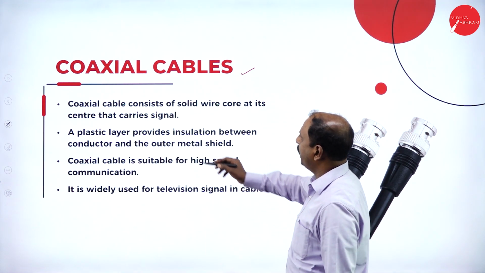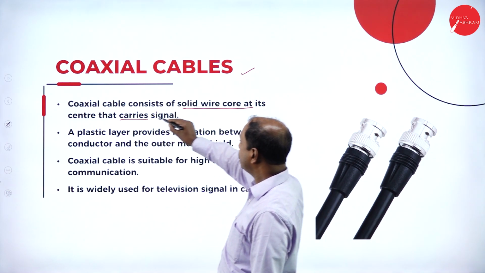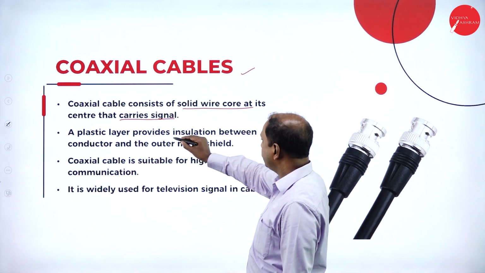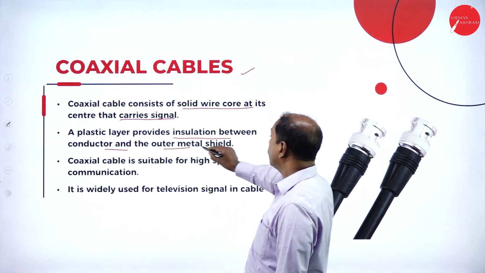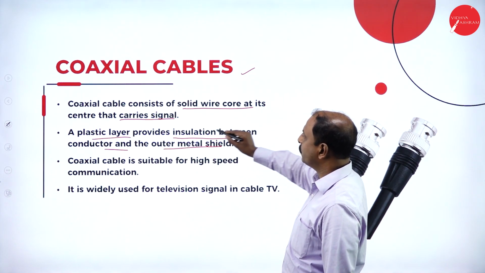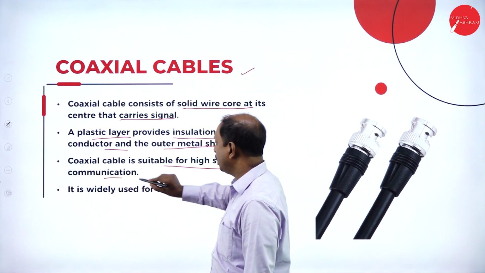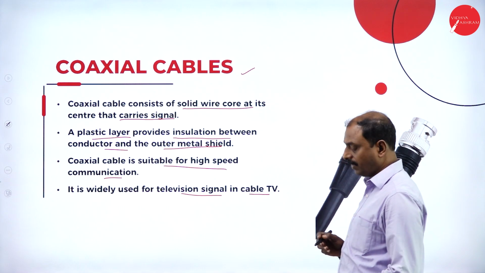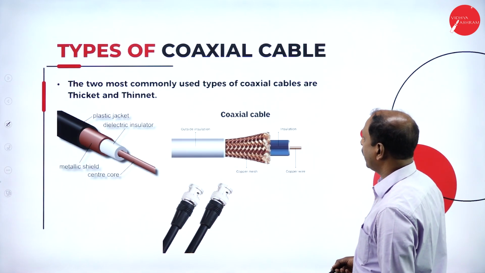Here it consists of a solid wire core at the center that carries the signal, and the plastic layer provides insulation between the conductor and the outer metal sheet. It is suitable for high-speed communication and widely used for television signals in cable TV. So normally we can see these types of cables, and look at the diagram here.